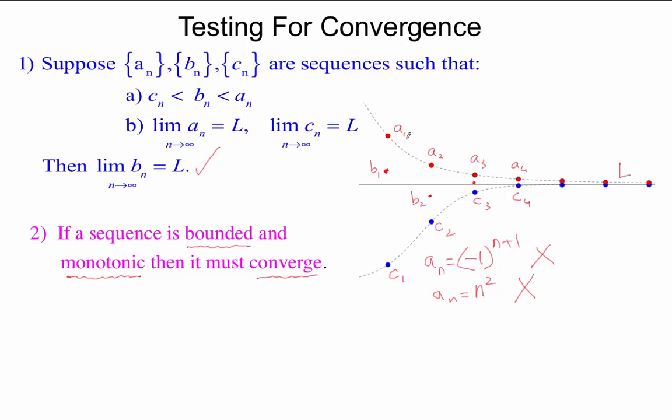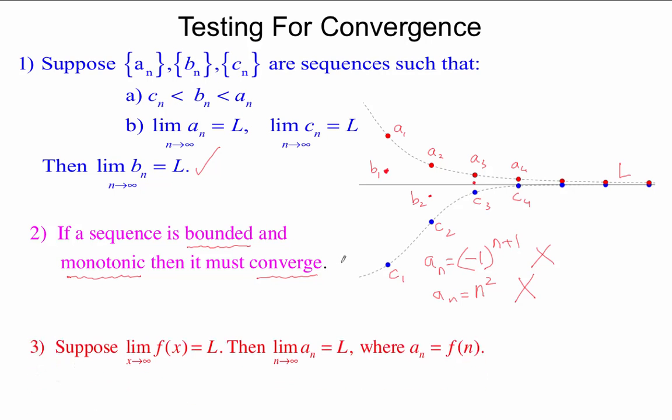The sequence A1 is both bounded and it is monotonic. In fact, it's strictly decreasing. And it is converging. Look at the sequence C. This is also monotonic. It's strictly increasing. And it is also bounded. And of course, it is converging. Again, the formal proof of this is easy, but I'm not going to do that.